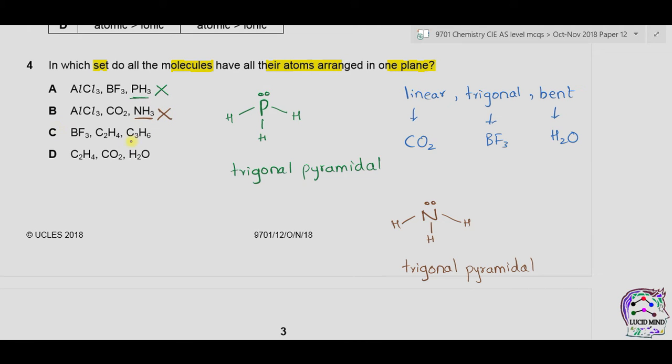In C we have C3H6, which is alkene. We have 3 carbon atoms, 6 hydrogen atoms. Now as we can see that this carbon is making 4 single covalent bonds and the bond angle is 109. So the structure is tetrahedral. All the atoms are not in one plane, so therefore this is also incorrect.